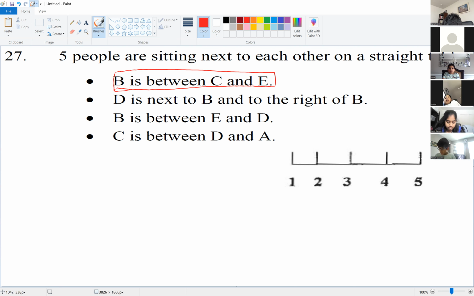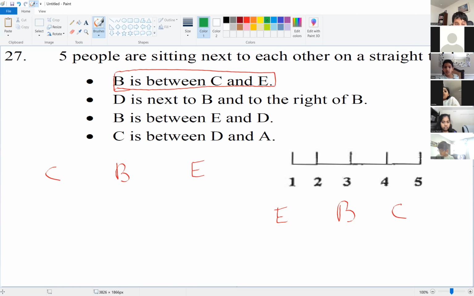B would be between C and E. So who is on the left? Who is on the right? And B is in the middle. C is on the left. And E on the right? Yeah. Is that the only way, or can we do this? You can do E and C on the other side.